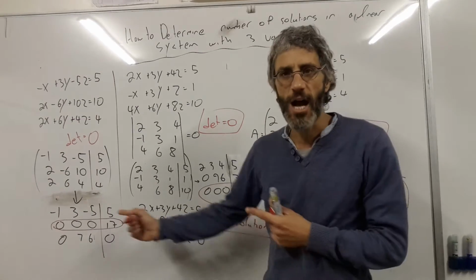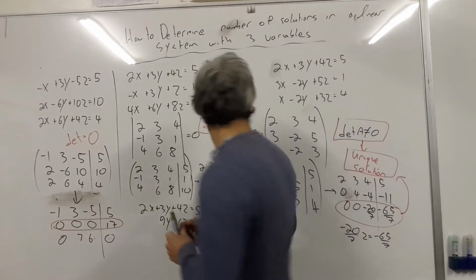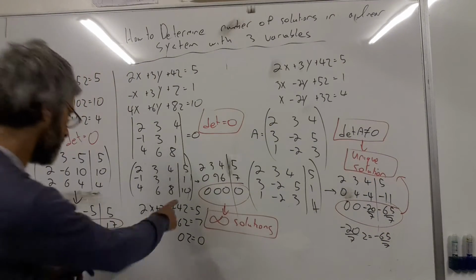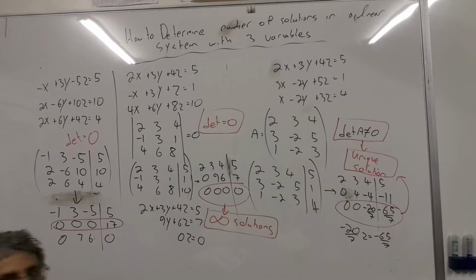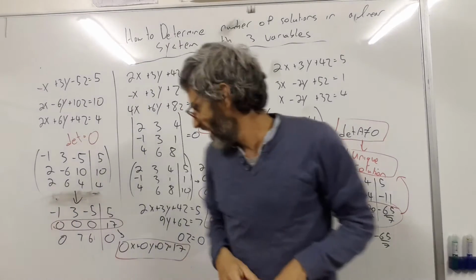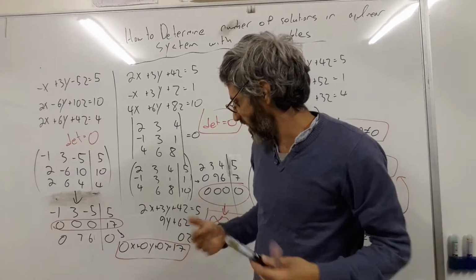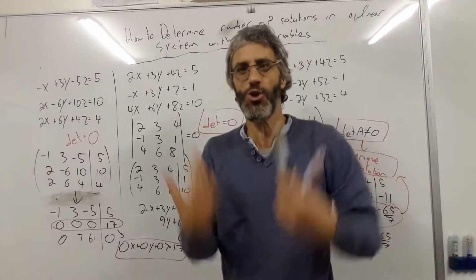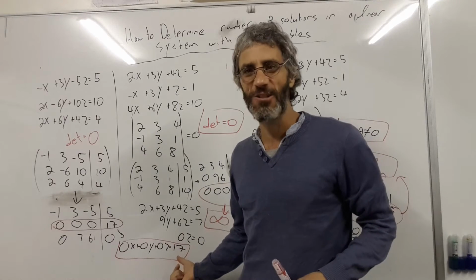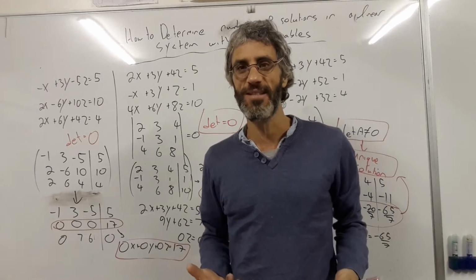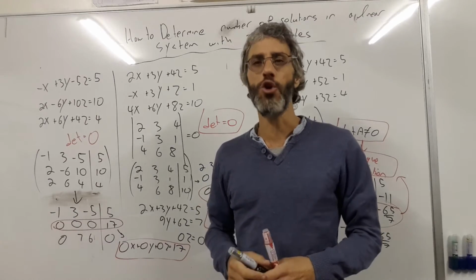So let's try and write down this row in terms of the variables. This row means that 0x plus 0y plus 0z equals 17. Can that be? Whatever x, y, and z I choose, if I'm multiplying by 0, surely I get 0. But on the other side of the equation, I got 17. 0 can never be 17. So in this case, we have no solution.